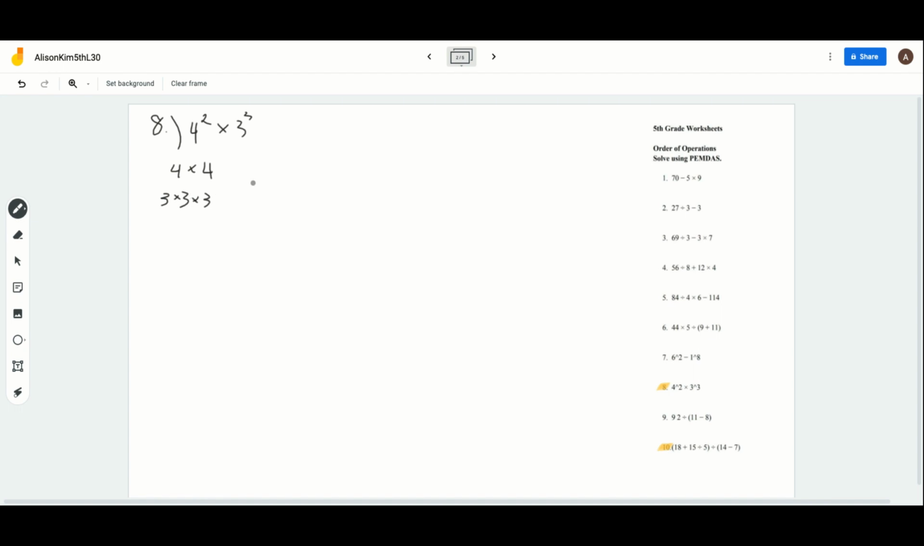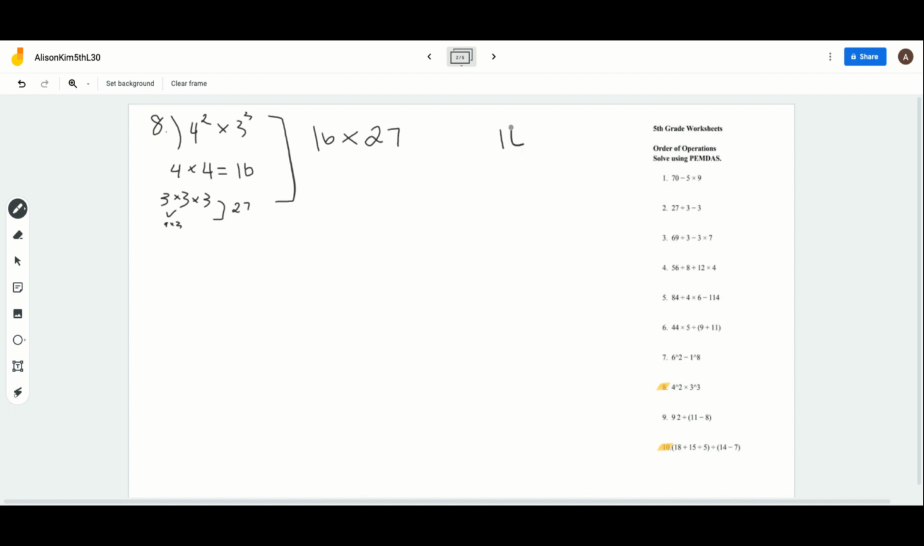You could work it out like this, or you can just use a calculator or do it mentally. We know that 4 times 4 is just 16. And 3 times 3 is 9, and 9 times 3 is going to give us 27. So when we plug it into the new equation, it will be 16 times 27.